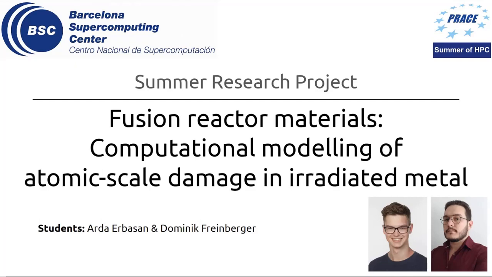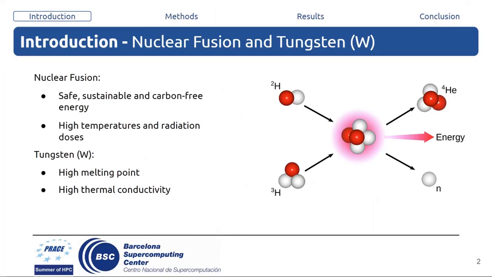Let's get started with nuclear fusion. Nuclear fusion is the process that makes our sun and the stars shine. Realizing nuclear fusion here on Earth could be the key to a safe, sustainable and carbon-free energy source. The most promising reaction is the fusion of deuterium and tritium, two isotopes of hydrogen, as illustrated on the right. This process takes place in a plasma state under immense heat and produces a high-energy helium nucleus as well as a high-energy neutron. Needless to say, materials inside a fusion reactor have to withstand high temperatures and radiation doses.